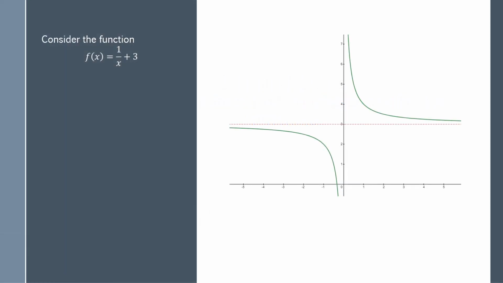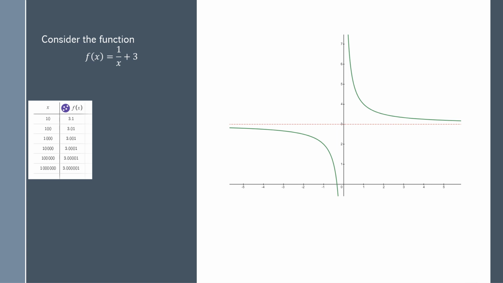Let's consider the following function, f of x equals 1 over x plus 3. We know what this function is. This is a reciprocal function that is shifted 3 units up, and it is shown here on this graph. Now we're going to consider the behavior of this function as x gets really large in magnitude.